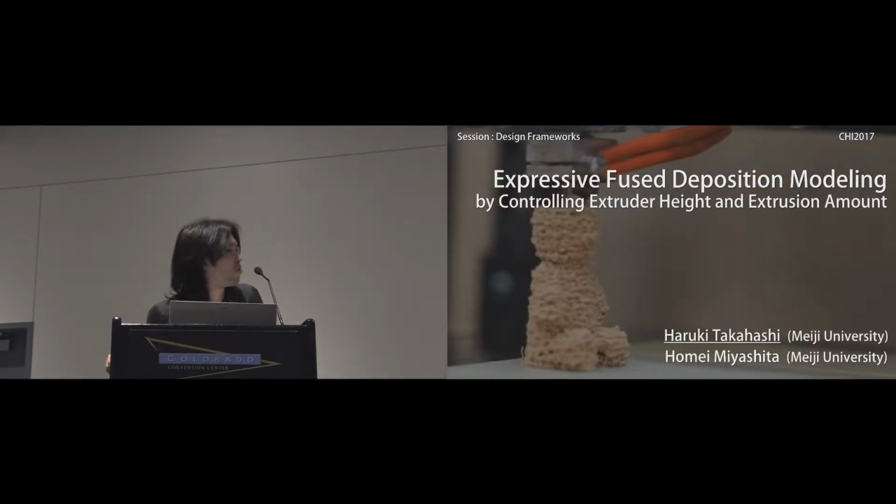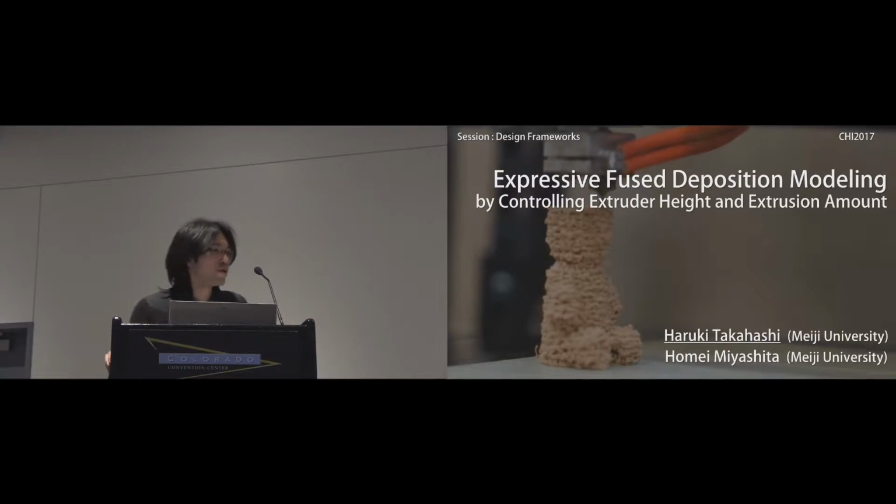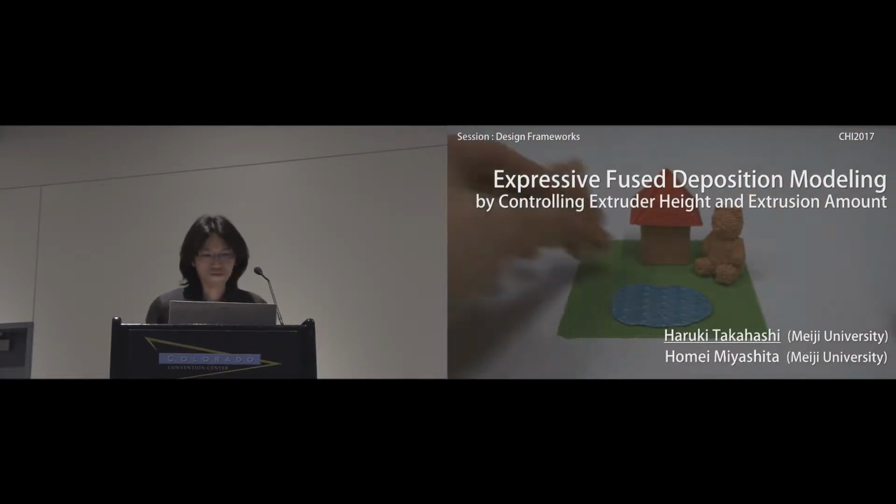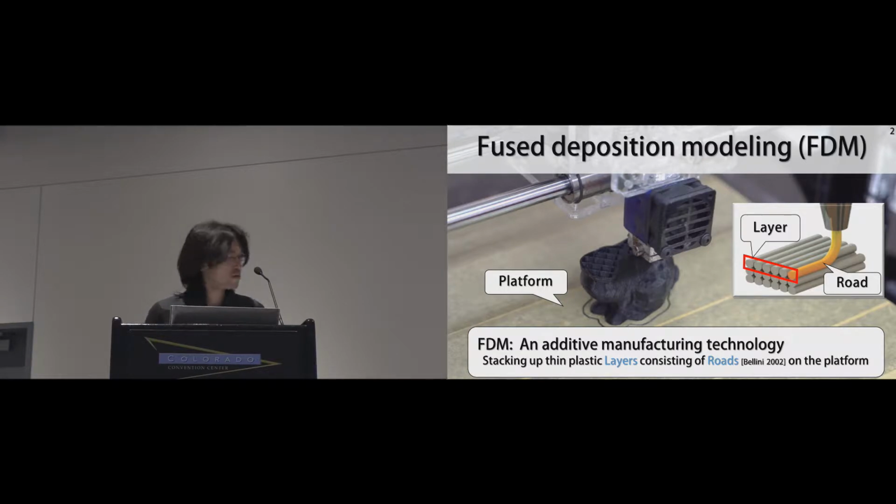I'm going to talk about our work, Expressive Fused Deposition Modeling, a new 3D printing technique. Advances in digital fabrication techniques have enabled people to create their own items. We deal with fused deposition modeling, FDM. FDM is an additive manufacturing technology, and FDM printers have become famous. This 3D printer forms an object by stacking up thin plastic layers on the platform. Each layer consists of a lot of roads, which are fine linear structures.